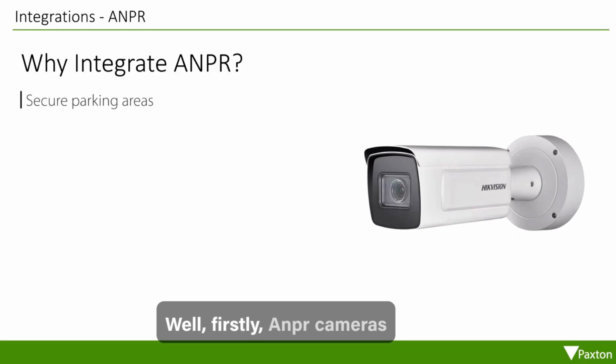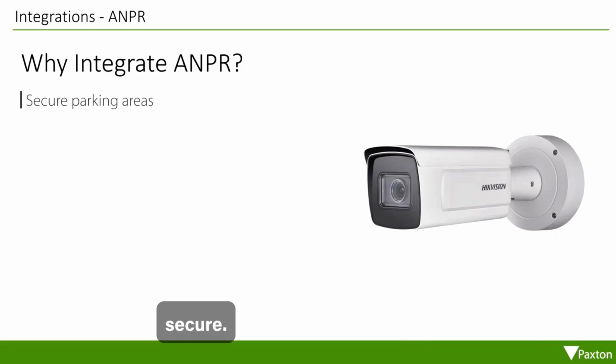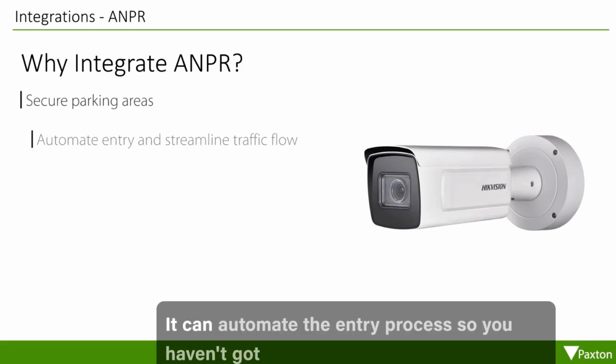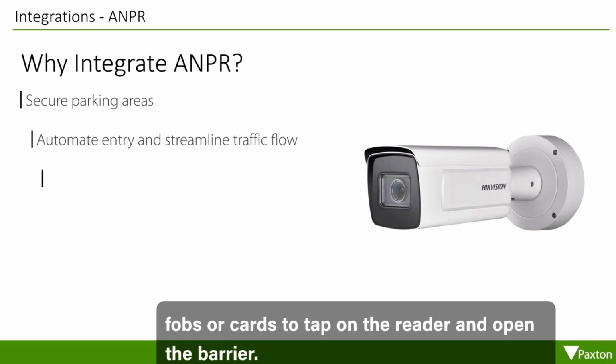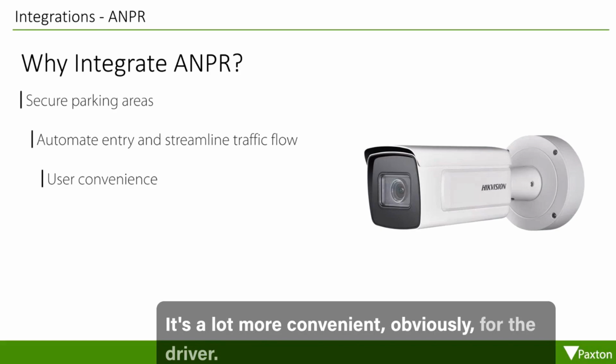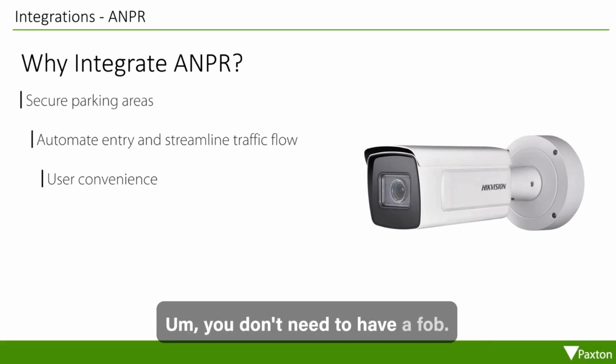Well, firstly, ANPR cameras are one of the most effective ways of keeping your car park secure. It can automate the entry process, so you haven't got cars queuing up to get in whilst they try and find their fobs or cards to tap on the reader and open the barrier. It's a lot more convenient, obviously, for the driver. You don't need to have a fob. You don't need to do anything, in fact, and the barrier will just open as you drive up to the camera.